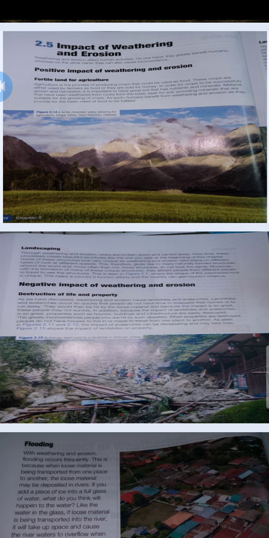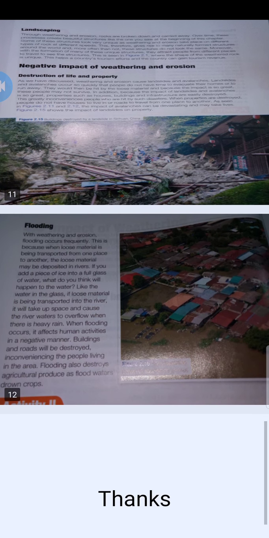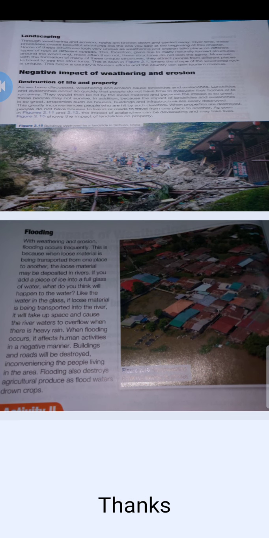Look at the pictures. Then come to the next, landscaping. Positive effects, second point. Through weathering and erosion, rocks are broken down and carried away. Over time, these processes create beautiful structures like the one you saw at the beginning of this chapter.